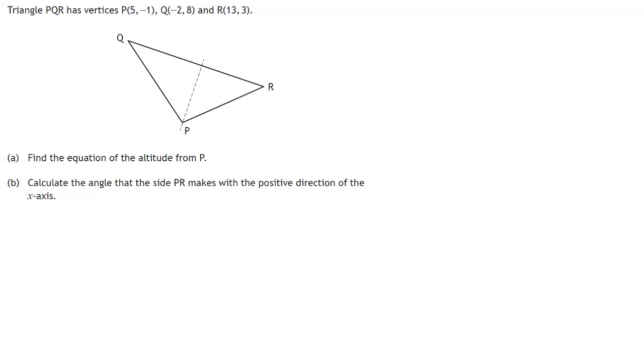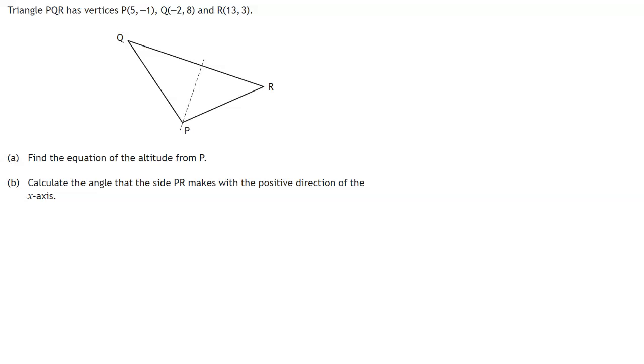So in this question, let's look at some properties of lines and gradients when it comes to triangles. Now there's two parts to this question. First one is it wants to find the equation of the altitude from the point P. Second one is it wants to calculate the angle that the side PR makes with the positive direction of the x-axis. So there's a few skills that we need to bring in here and a few bits that are involved.